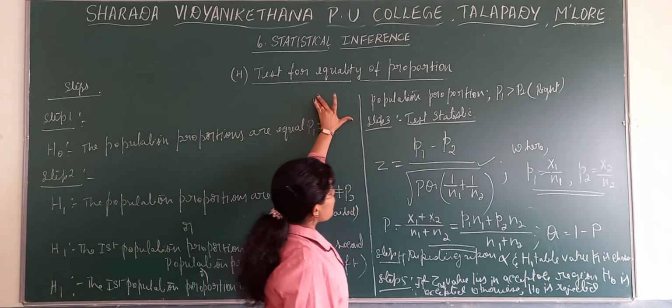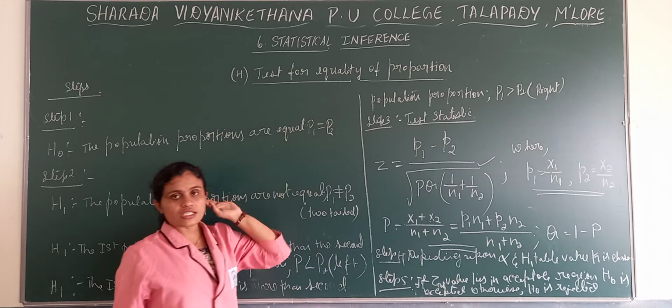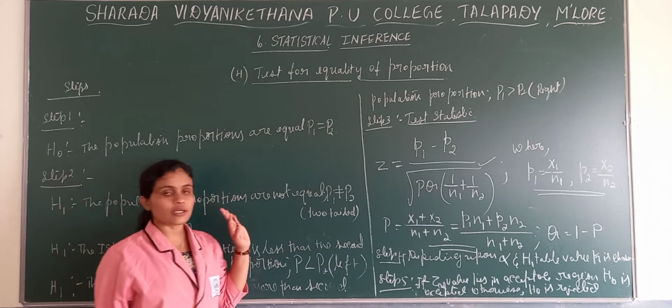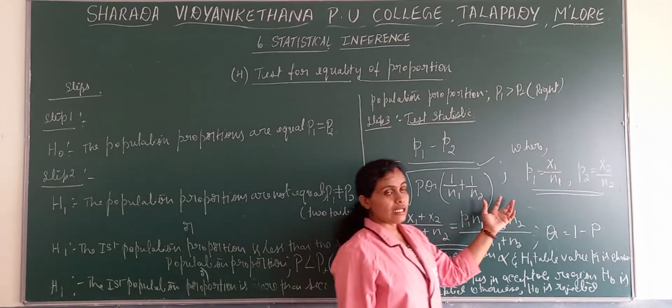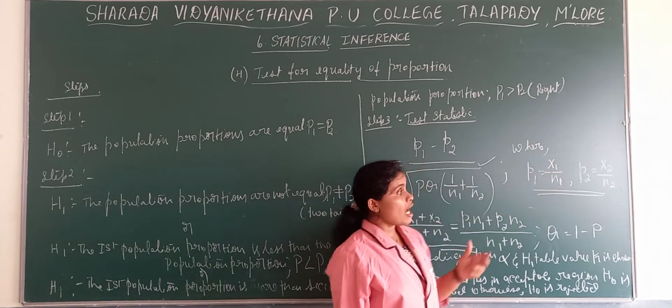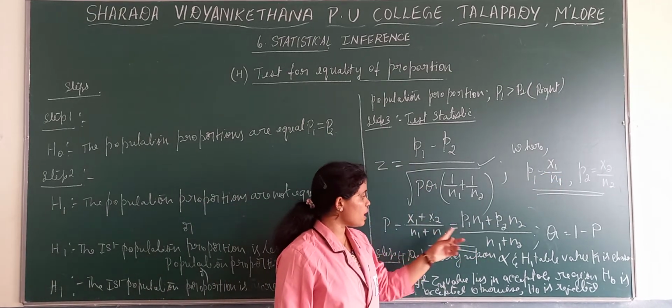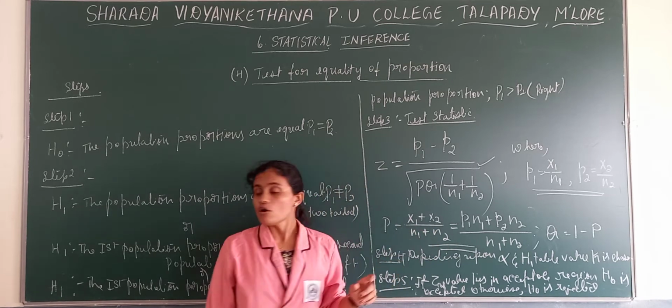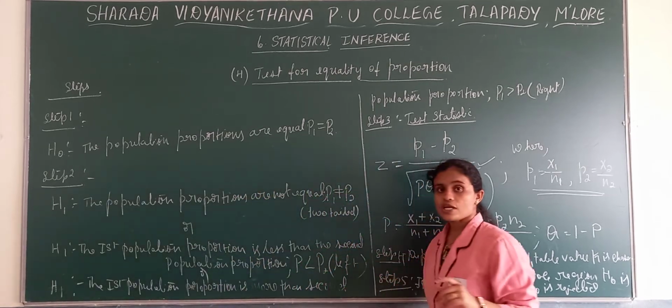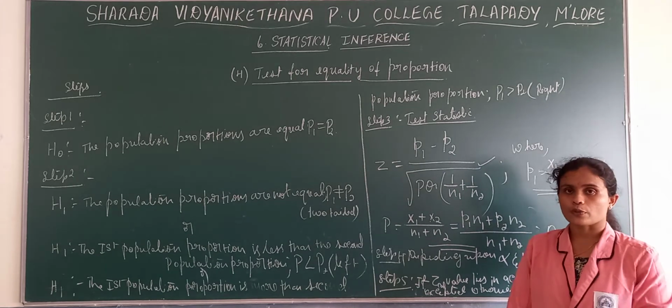for the test for equality of proportion. This procedure will come for 5 marks. As a theory question, you need to write these formulas also. And you need to study all these formulas, when to take this formula and when to take that one. Now further we'll see the problems under test for equality of proportion.